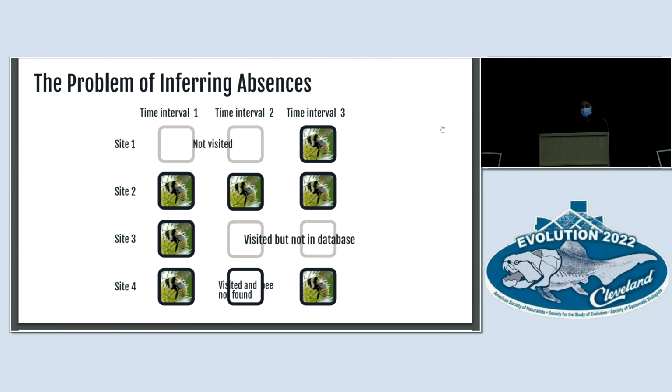But the problem is that some of these sites may not have been visited in those particular time intervals, or they were visited but the records are not in the database, since a lot of the data is still being digitized. Or it could be a case where the site was visited and no species was detected. So we have to think about how we can perhaps disentangle some of these things.